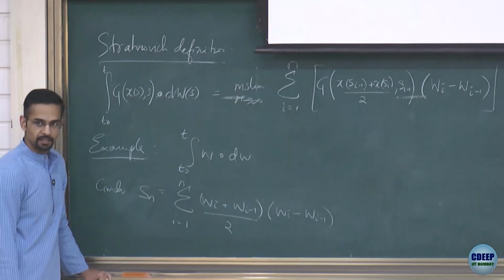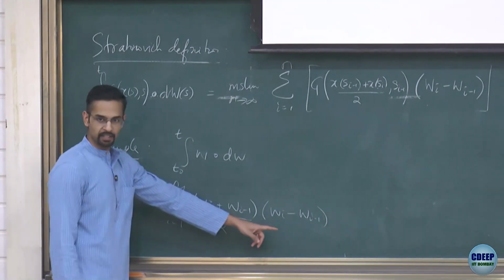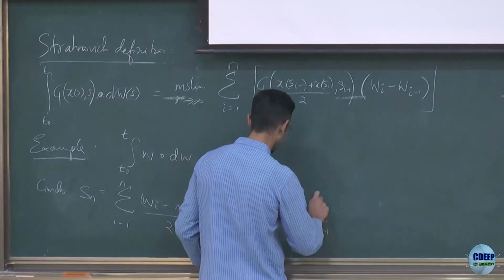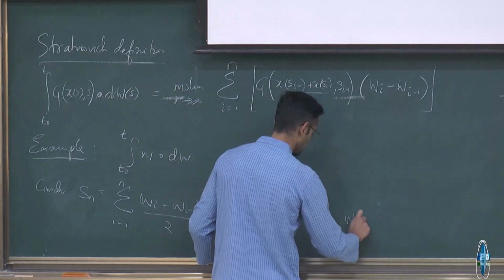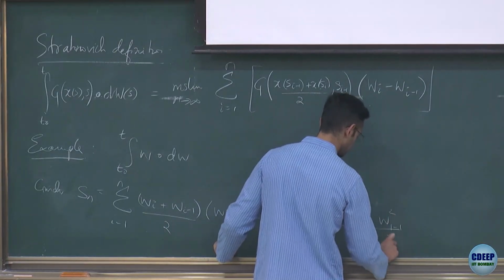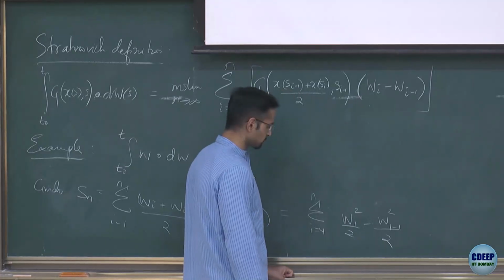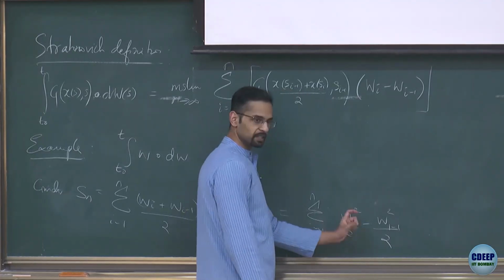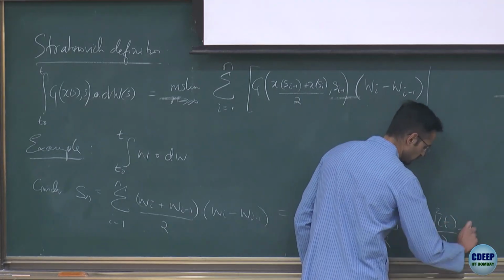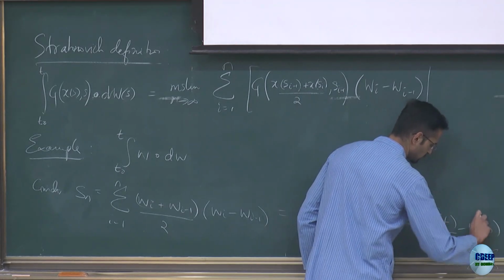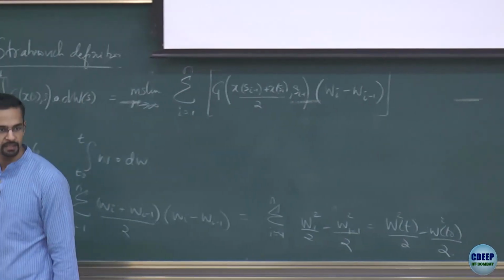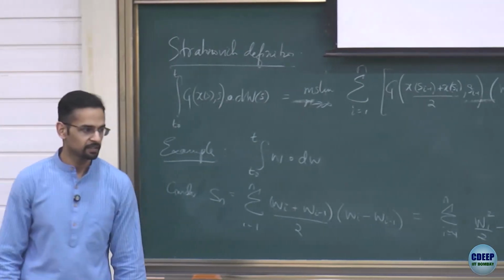Now if you're paying attention, you will immediately recognize what's about to happen. This thing is going to become the summation over i from 1 to n of Wi squared by 2 minus Wi minus 1 squared by 2. And when I sum it, the intermediate terms will cancel, so I'll get W at t squared by 2 minus W at t naught squared by 2, which is the exact usual Riemann answer.